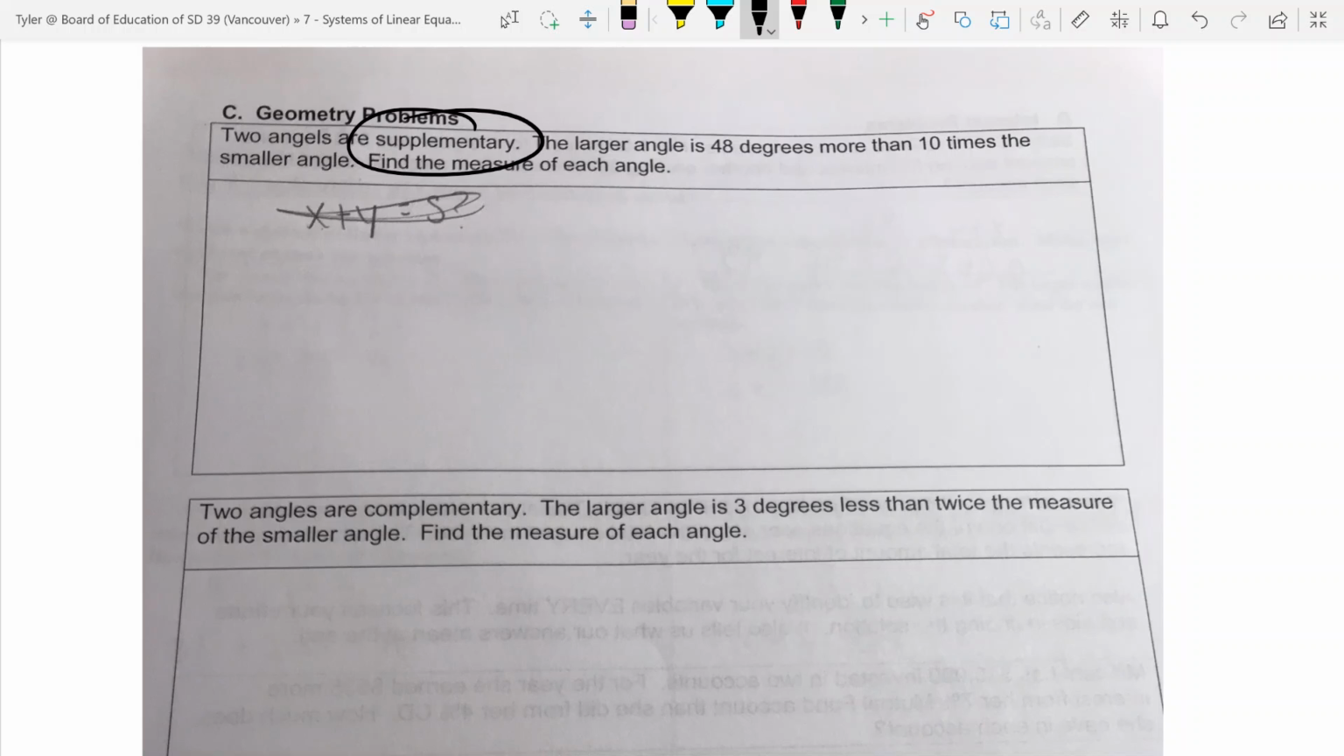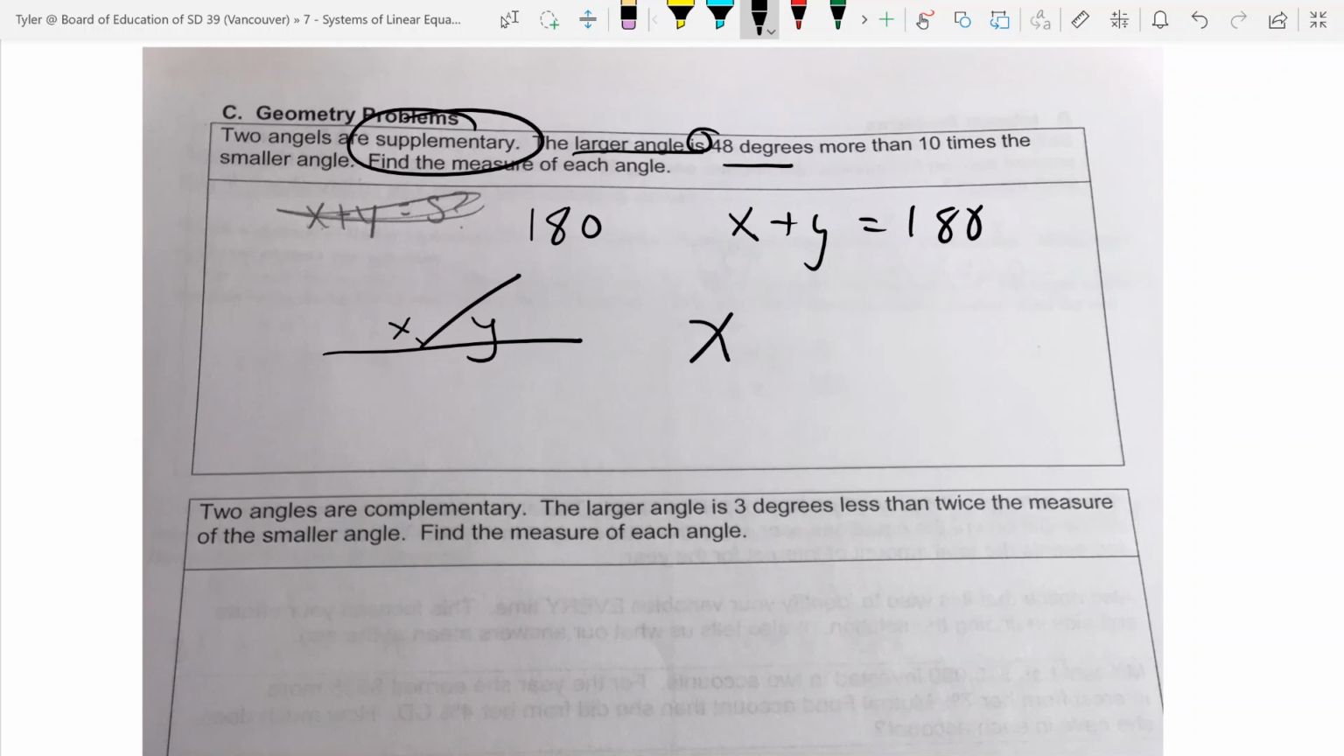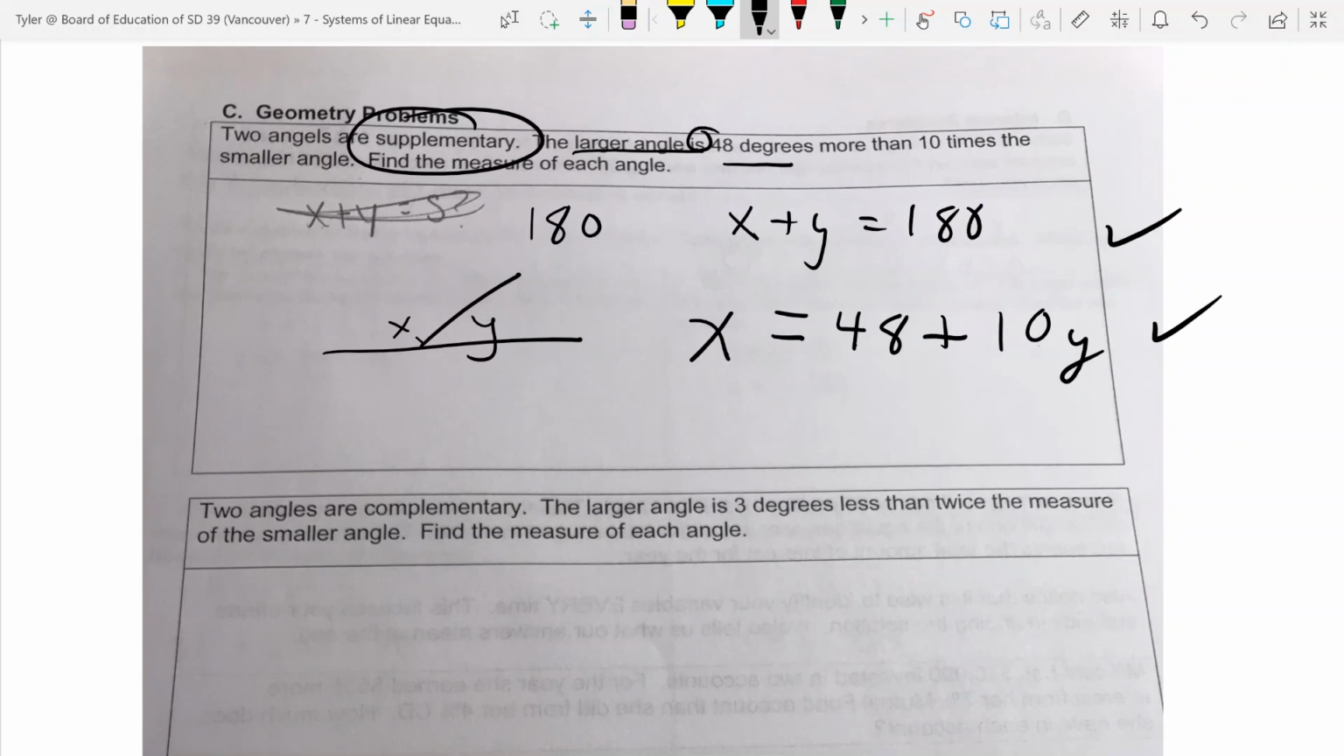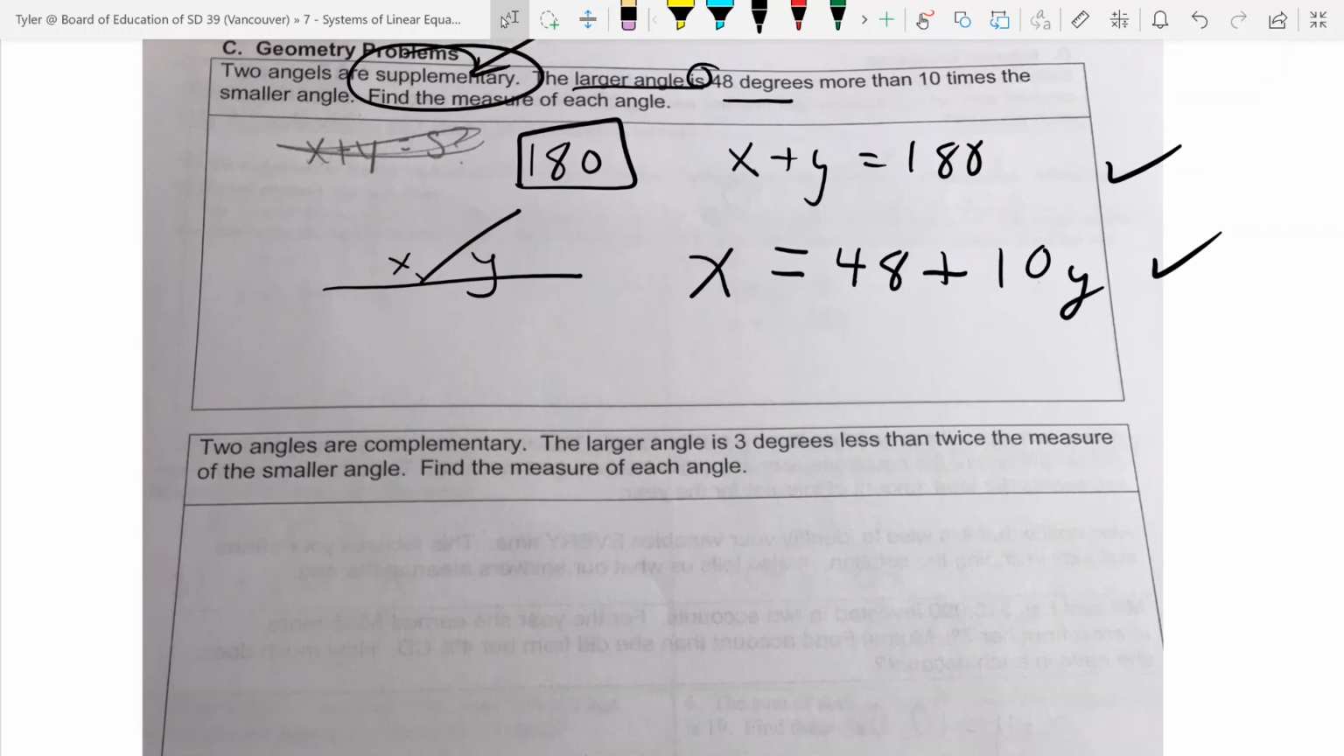Two angles are supplementary. Supplementary means that they're going to add up to 180, pretty sure. I always mix up supplementary and complementary. So anyway, let's assume it's 180, okay? That means that X plus Y is equal to 180. It says the larger angle, so let's call X the larger angle, as our diagram says. X is 48 degrees more than 10 times the smaller angle. So we got X equals 48 plus 10Y. Those are our two equations. The only thing that might mess you up with this one is the supplementary nonsense. I'm pretty sure it's 180.